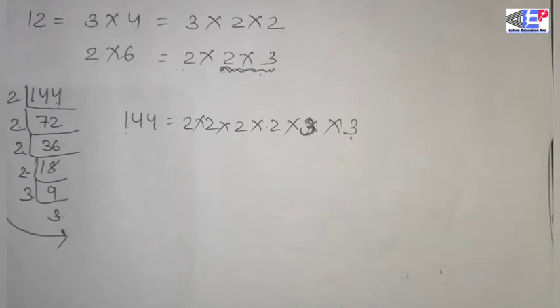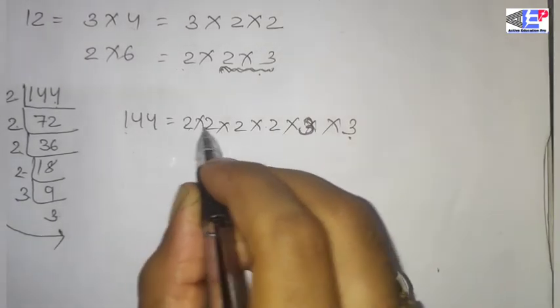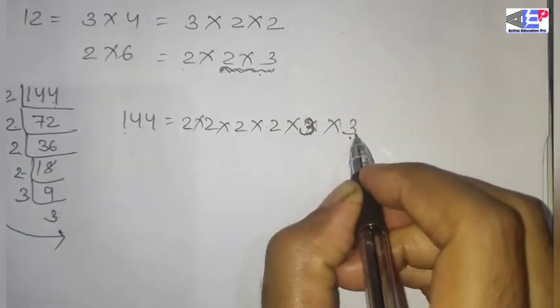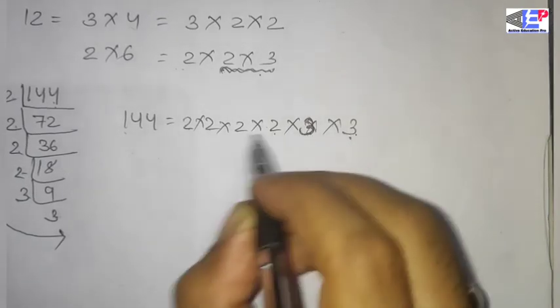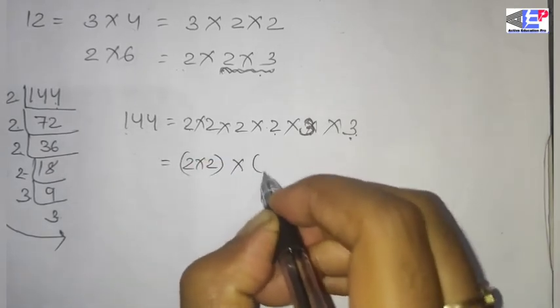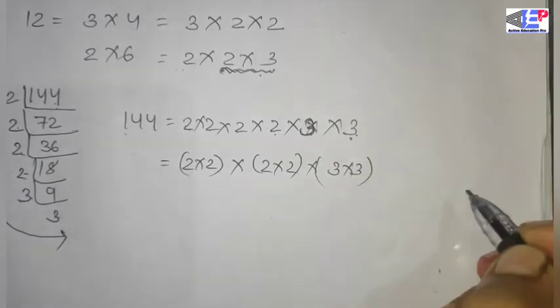Now we have to find out the square root of 144. So here, make a pair of the same number. Here this is 2 with 2, here 2 with 2, here 3 with 3. You cannot make a group of 3 with 2. Okay. So here 2 into 2, make a group again, 2 into 2 into 3 into 3.